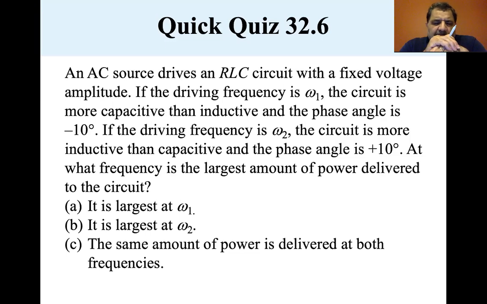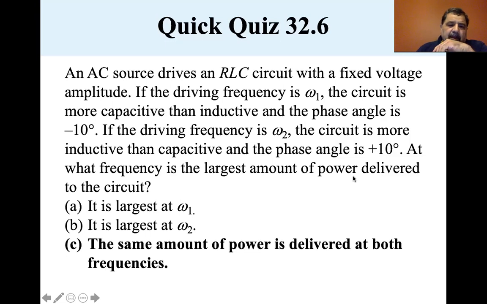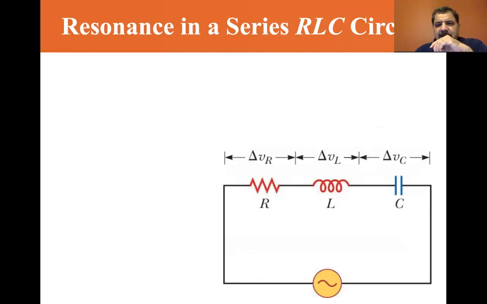So the cosine of minus 10 degrees is equal to the cosine of plus 10 degrees. They're both positive in the first and fourth quadrant. So the same amount of power is delivered to both. There you go. Same amount of power is delivered to both, because the cosine of minus 10 degrees is equal to the cosine of 10 degrees, by the fact that in the first and fourth quadrants cosine is positive in both cases. And we're going to get to resonance in the next video.